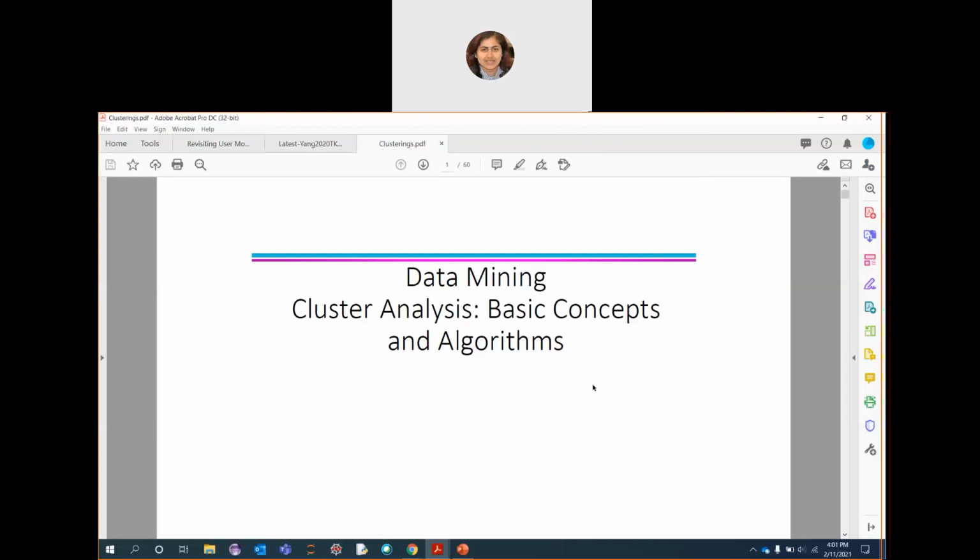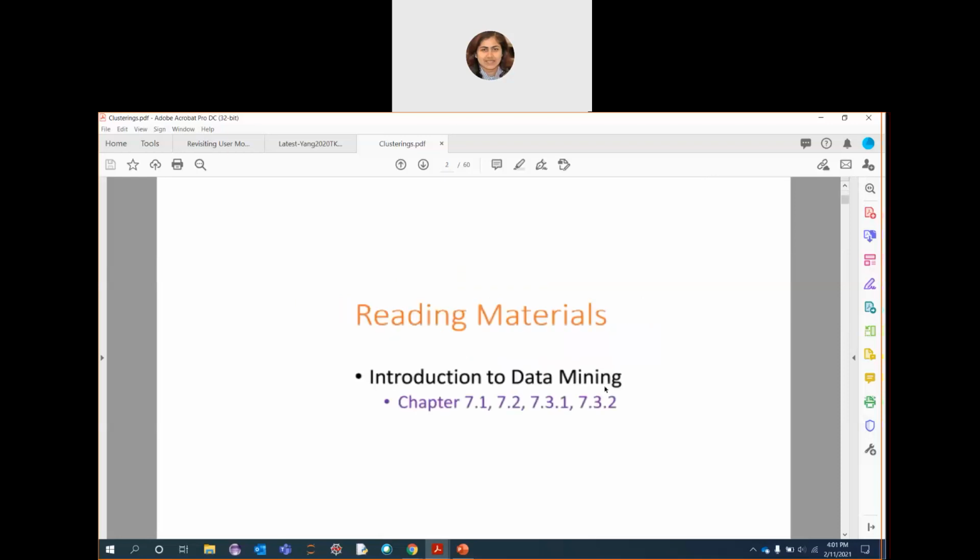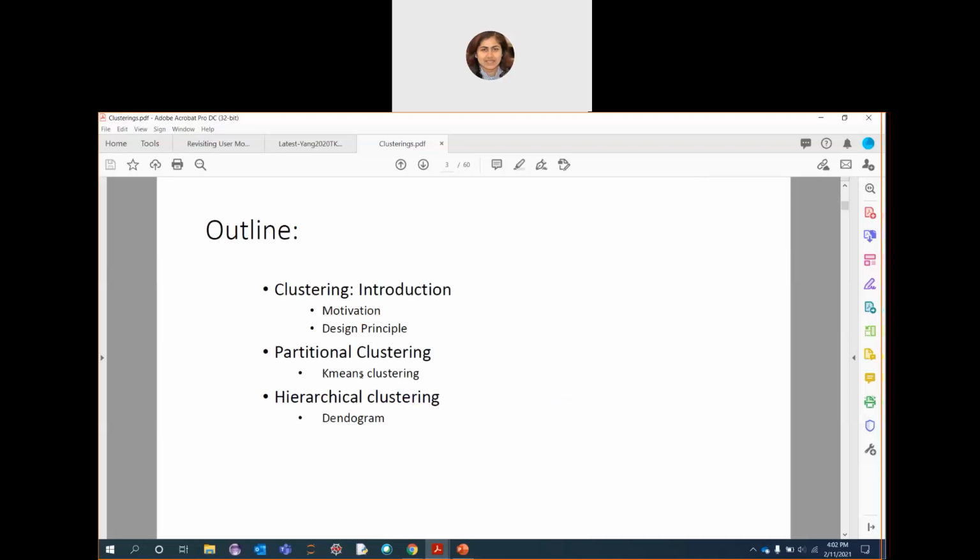Okay. Cluster analysis, basic concepts and algorithms. Here, you can refer to the book Introduction to Data Mining, and these are the units that we are going to cover in this chapter. You can refer to those units for your own reading purpose. So, we will be covering the introduction, what is basically clustering, what is the motivation, and various design aspects included.